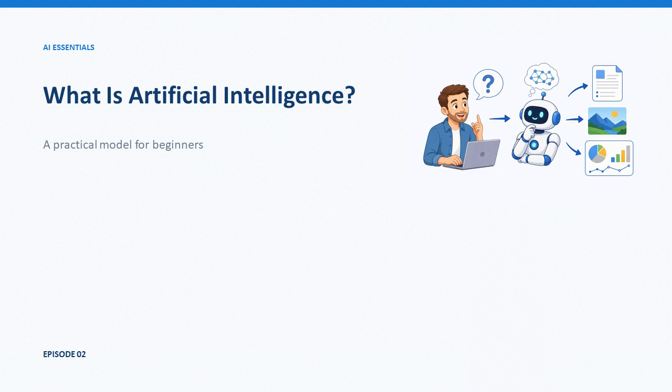Welcome to episode 2, What is Artificial Intelligence? In this lesson, we will build a simple and practical model of AI. Rather than beginning with technical theory, we will follow a familiar pattern: information goes in, the system interprets it, a result comes out, and a person reviews that result. This model will help us understand both what AI can do and where its limits begin.